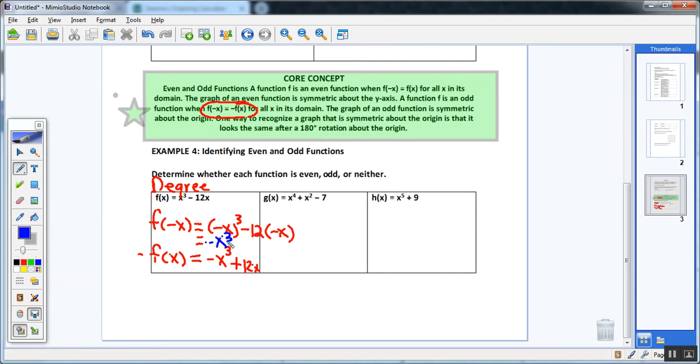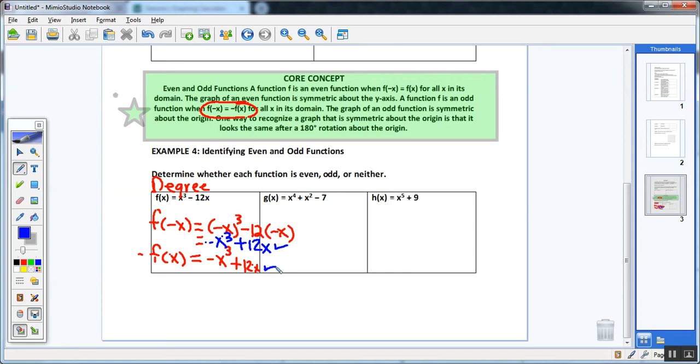And then help me out, kids. Negative 12 times negative x really becomes what? What would a negative times a negative yield there? Plus 12x. So this becomes negative x to the third plus 12x. Kids, how does the function in blue right here compare to what the other one was? They are the same thing. So does f of negative x equal negative f of x here? The answer is yes.